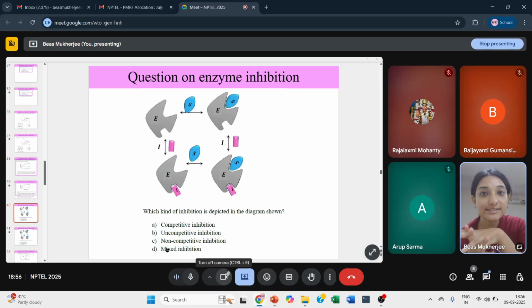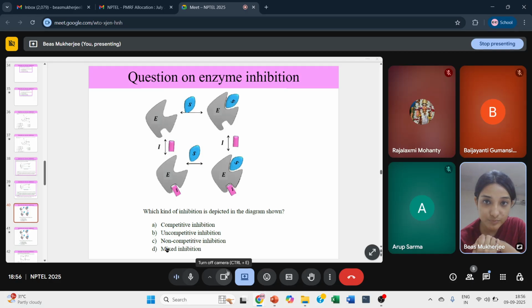So there is an inhibitor which is binding to a substrate at a site other than the active site. So that means one of your options gets cancelled. Is it binding to the free enzyme? It's binding to a free enzyme. So that means another of your options gets cancelled. So that means two remain, right?